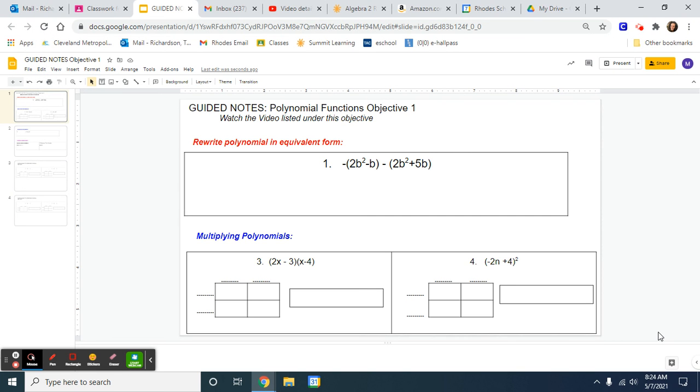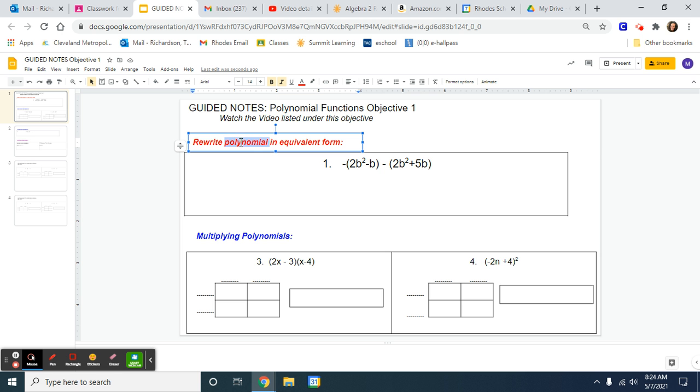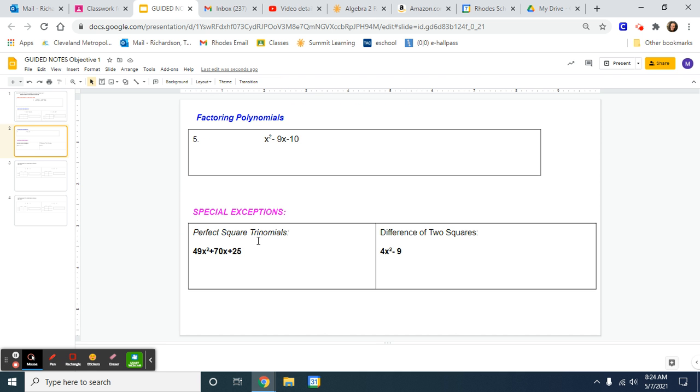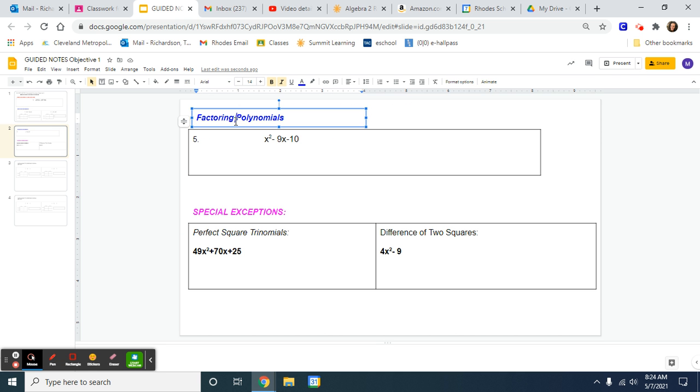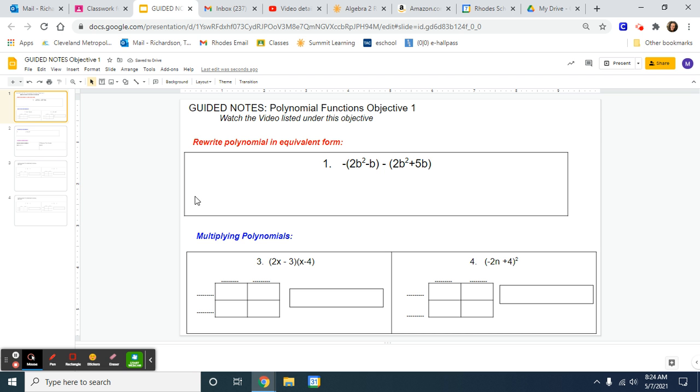Everyone, these are the notes for the unit called polynomial functions, and this is objective 1. So we have quite a few examples to go over. It's a large objective, and I've broken it down into 4 different parts with the titles in a different color. So there's rewriting polynomials, there's multiplying polynomials, there's factoring polynomials, and then there's some special exceptions that we're going to go over today. Okay, so let's just start with slide 1, rewriting polynomials.